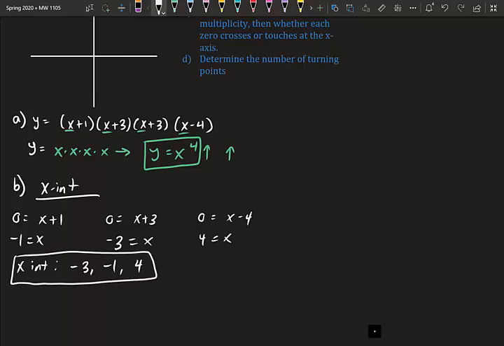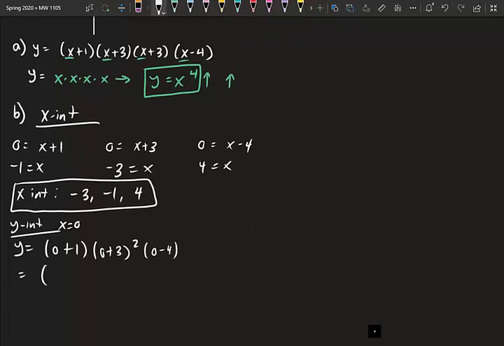Alright, next we have our y-intercept. We just make x equals 0, so we plug it in. We have y equals 0 plus 1, 0 plus 3 squared, and 0 minus 4. So we have 0 plus 3 is 3, 3 squared is 9 times negative 4. So we get negative 36.